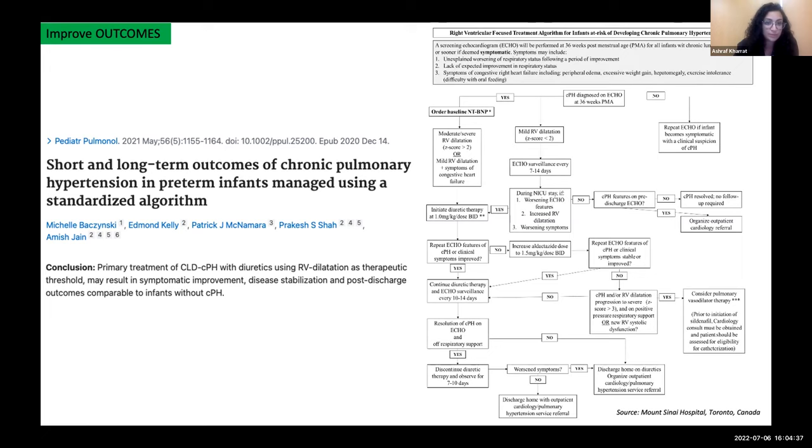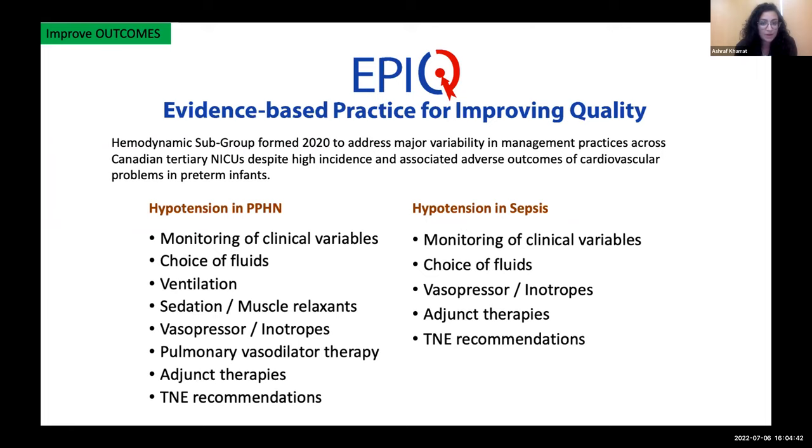A Canadian example is something called EPIC, or Evidence-Based Practice for Improving Quality. So this is a national initiative that has multiple subgroups looking at improving the quality of care across multiple domains. The hemodynamics subgroup was formed in 2020 to basically address the high variability of practices across Canadian NICUs because of lots of different approaches to management styles. And so two things that came out of this group in the last couple of years, among others, were a more standardized approach to hypotension in both PPHN and in sepsis.